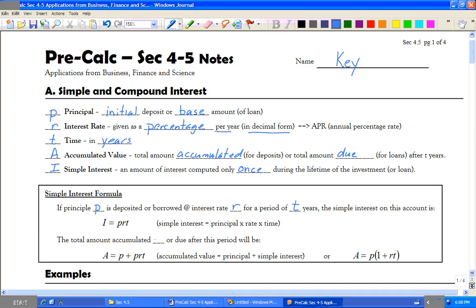The total accumulated value, which is capital A, or for a loan, the amount due, is the principal, the initial amount you have deposited or borrowed, plus your interest. Here's that P times r times t, that's your interest. You'll notice that both of these terms have a P in them, so you can factor that out, which simplifies to the equation here at the right. This is the one we're going to apply in our example.